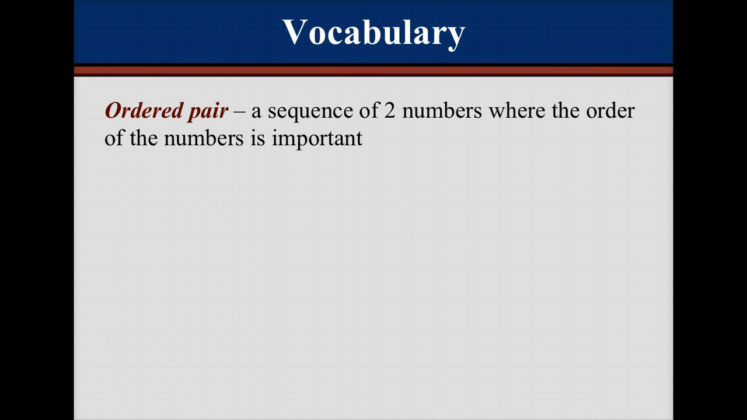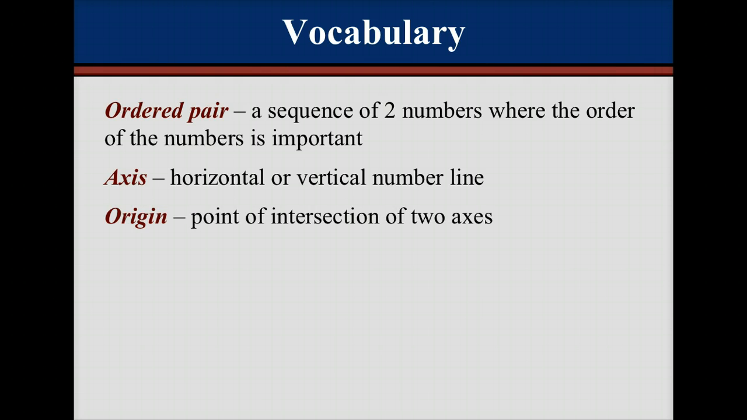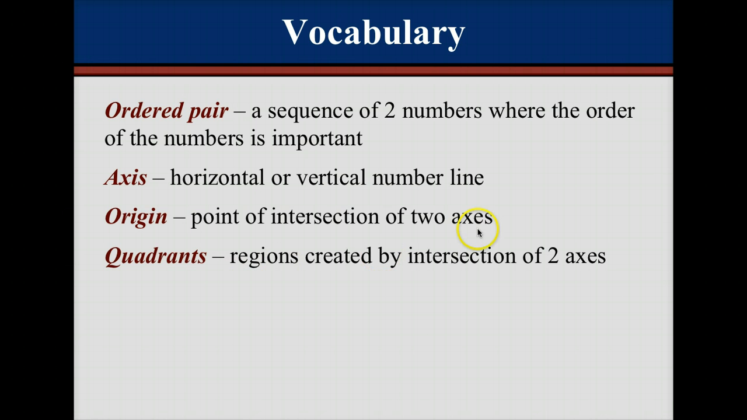There's the ordered pair. It's a sequence of two numbers where the order of the numbers is important. If you remember correctly, the x value is first and then the y value. The axes are the horizontal and vertical number lines. So we're talking about a Cartesian coordinate plane with the axes, and the origin is the intersection of two axes. Notice axes is the plural of axis. Axis is one line, axes is two.